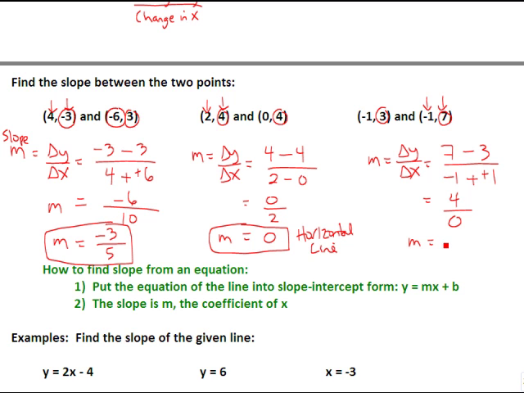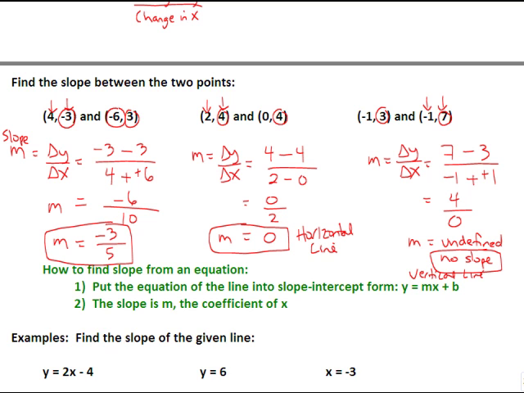So how do we write our solution? You could write either undefined, or sometimes we just say there's no slope. Either way is correct. If you have no slope or undefined slope, that means we have a vertical line. So the line connecting these 2 points must be a vertical line.